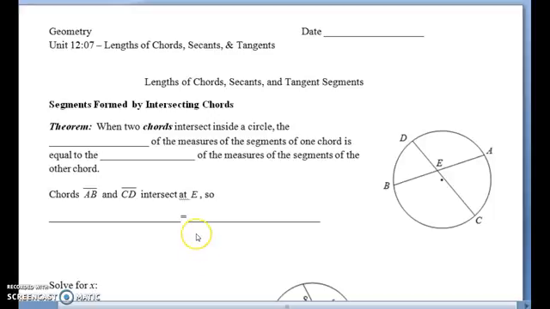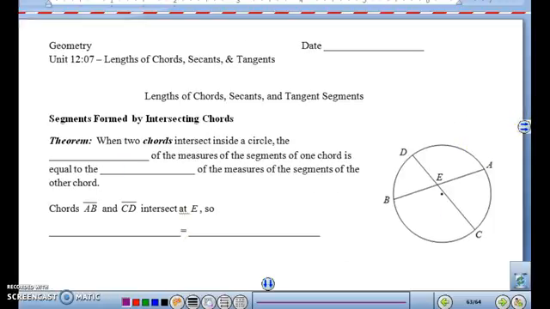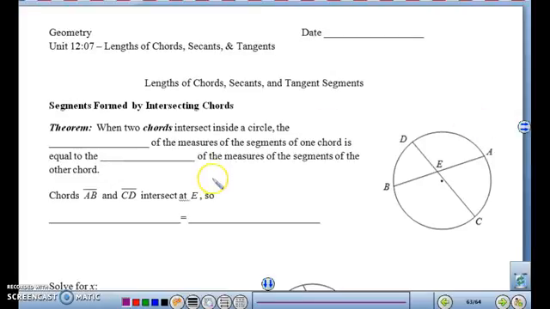This is Geometry Unit 12, Lesson 7 on lengths of chords, secants, and tangents. What we're going to look at in this lesson is actually finding the measures of the segments that can be drawn in a circle. So we can find the lengths of chords, find the lengths of secants, and find the lengths of tangents, rather than angle measures.